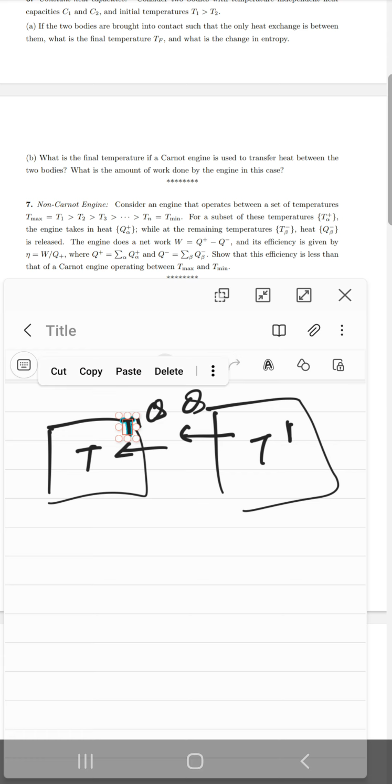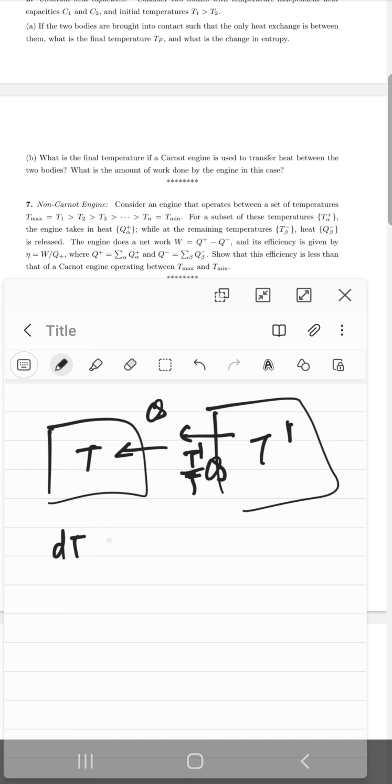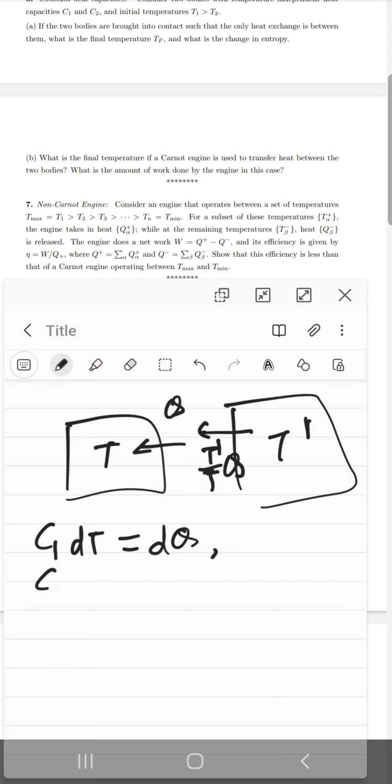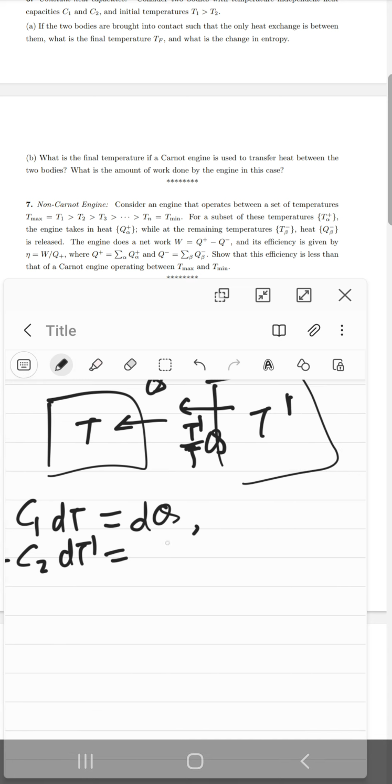Actually, I think the heat given in Q would be better. So then the heat taken would just be T dash upon T times Q, right? That sort of makes sense. So then it's like reversible and all that stuff. We'll think about the work later. Right now this is the scenario, and so now what you have is C1 dT, that's equal to dQ, and C2 dT dash, or more like the negative of that, in fact, that's equal to T dash upon T times Q.